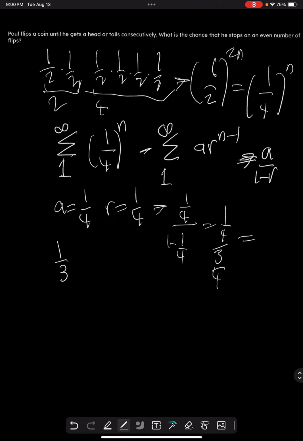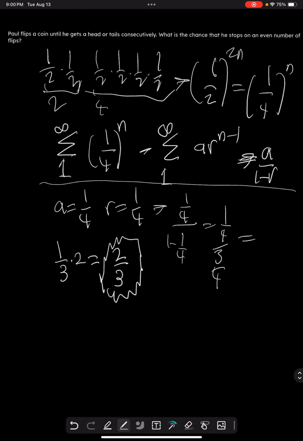But we're not done there. This is just for one case of, like, tails, because you're just representing one case of this happening. So what you need to do is then just multiply by 2 to get both cases of heads and tails to get 2/3. And that is the answer. So it's pretty awesome.